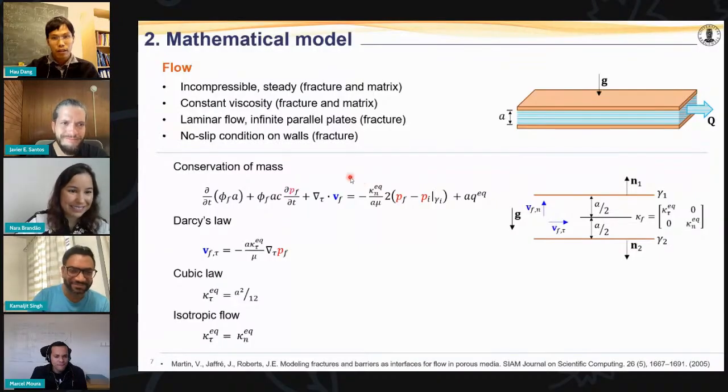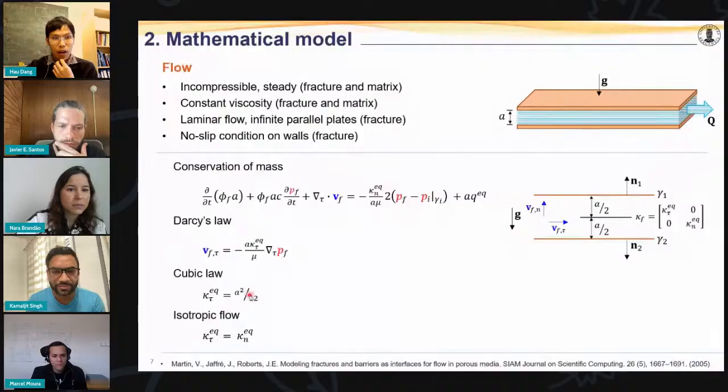Yeah, sorry. For flow, the mathematical model for flow inside the fracture is represented here. We can see the effect of the fluid flow from the fracture into the matrix here. And the permeability in the fracture is defined by the cubic law. And I assume the flow is isotropic, so that means the tangential permeability and normal permeability are equal.